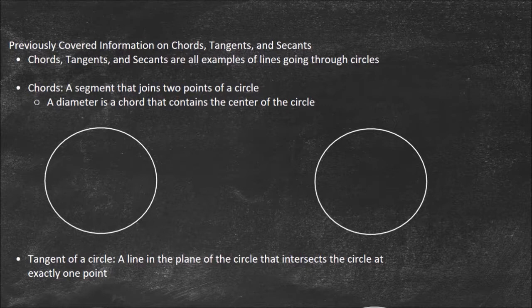So a chord is just a segment that joins 2 points of a circle. So here's an example. Draw 2 points on a circle, connect it, you get a chord. Then obviously the diameter is a special chord that goes right through the center of the circle. So if we said that was the center, a diameter would be this right here. So a diameter is a type of chord. So chords are just lines that go through a circle, joined by 2 points.